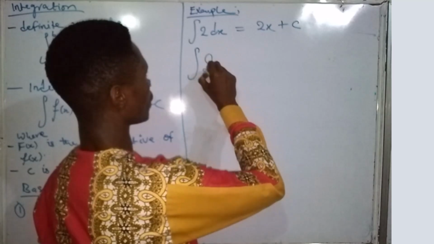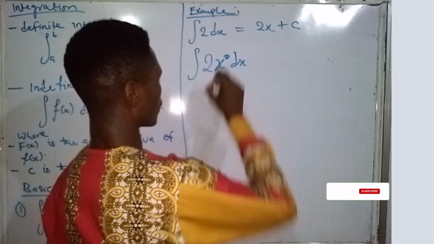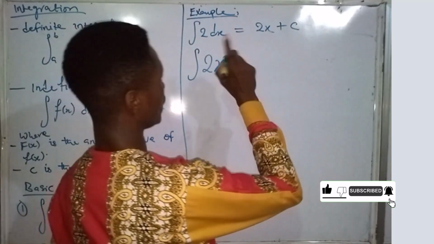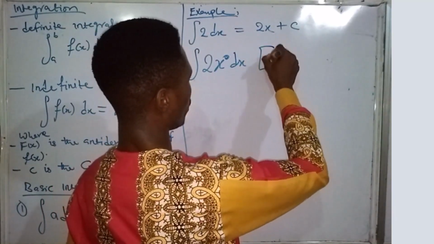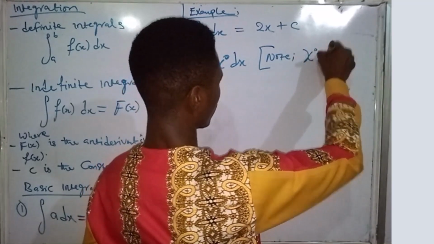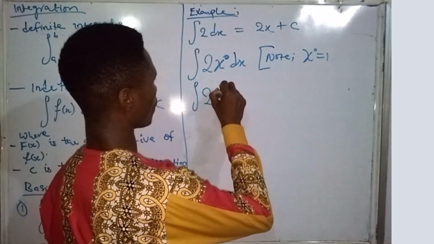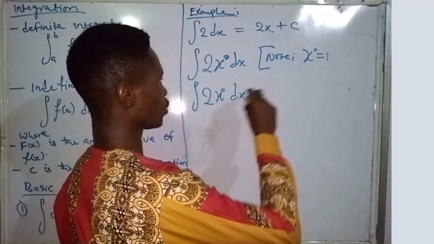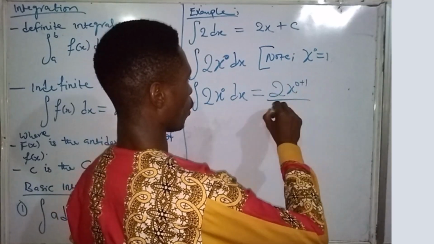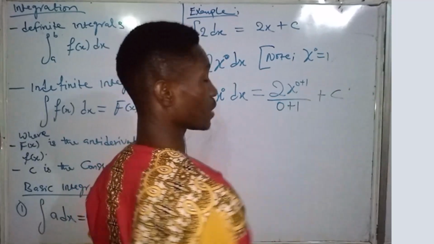So if this is integral 2x raised to the power of 0 dx, note that power 0 is 1. x power 0 equals to what? 1. So if that is the case, it means the integral of 2x power 0 dx should be equal to 2x power 0 plus 1 all over 0 plus 1 plus c.